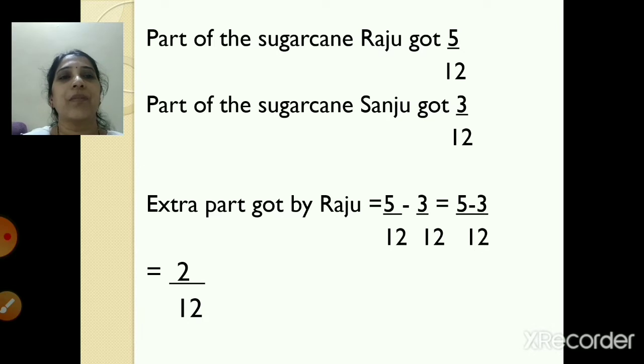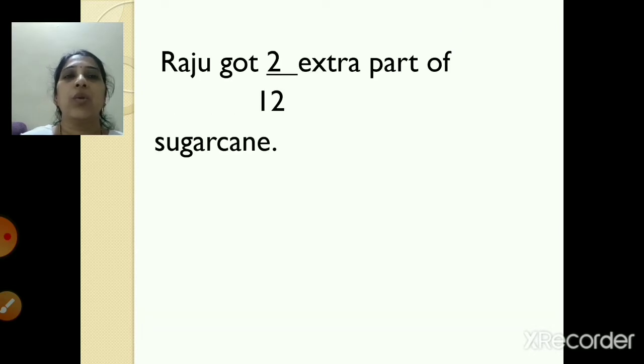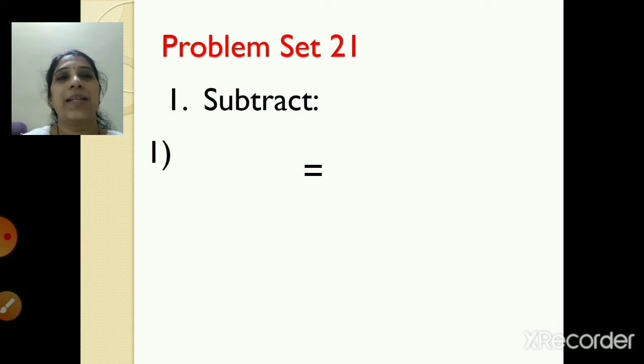So 2 upon 12, right children? Raju got 2 upon 12 extra part of the sugarcane. So I hope students you have understood this word problem. Now let's go to problem set 21, right?